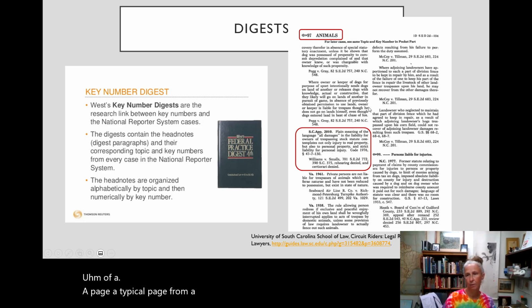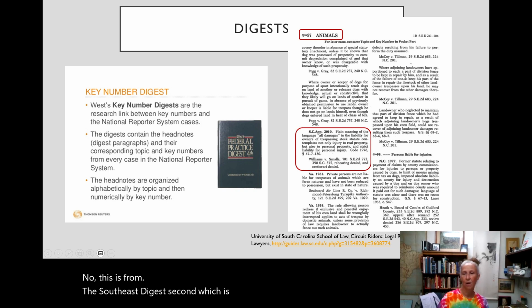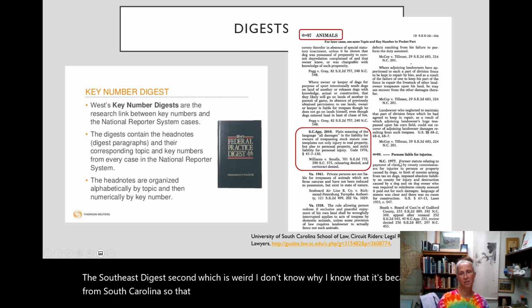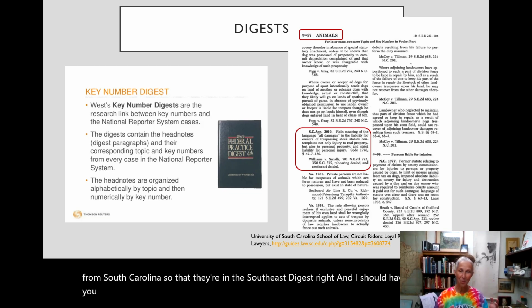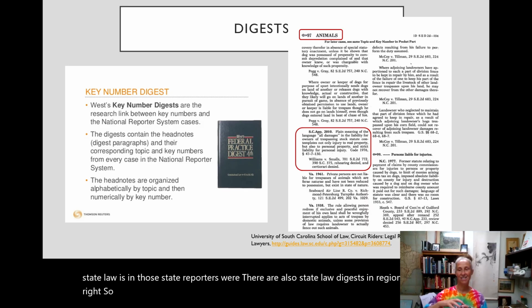And this is from the Southeast Digest 2nd, which is weird. I don't know why. Oh, it's because it's from South Carolina. So they're in the Southeast Digest, right? And I should have said that you have those state reporter systems, right? I said, oh, it's so confusing. The state law is in those state reporters. Well, there are also state law digests and regional digests, right? So the Southeastern Digest is its own thing.